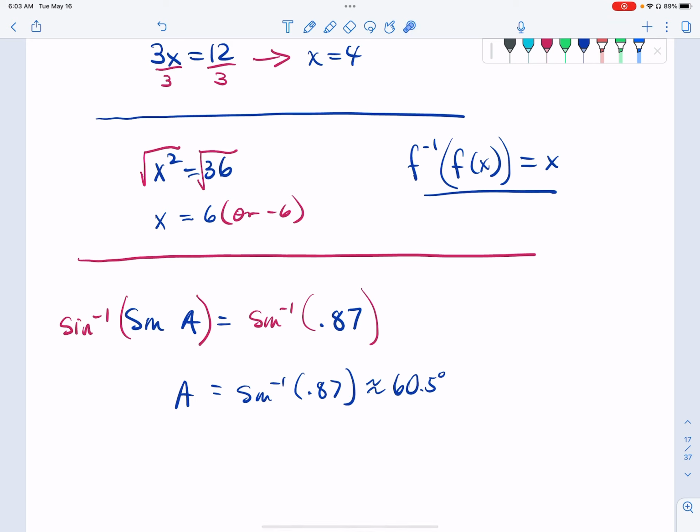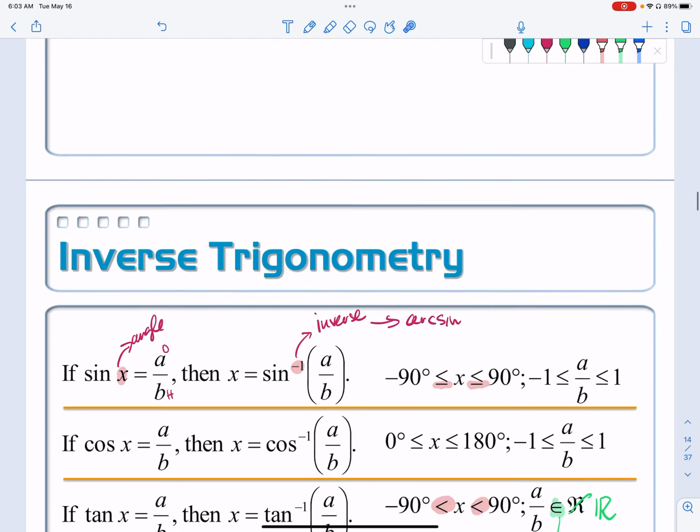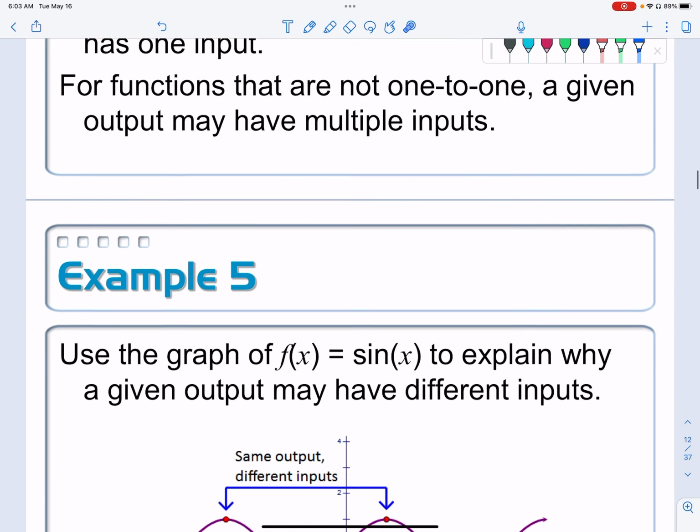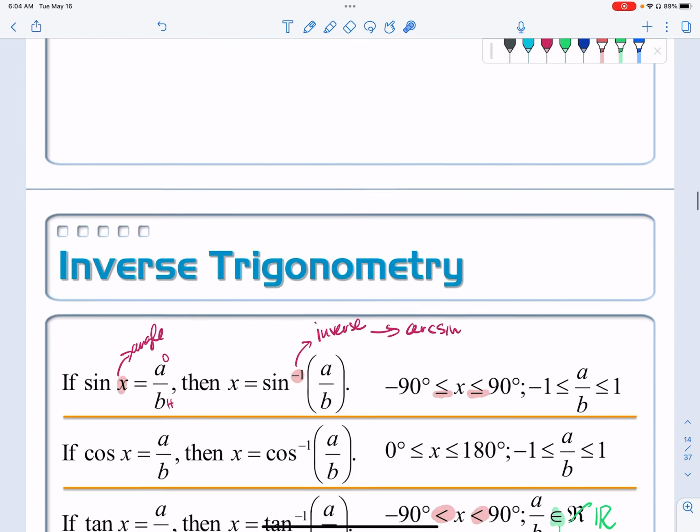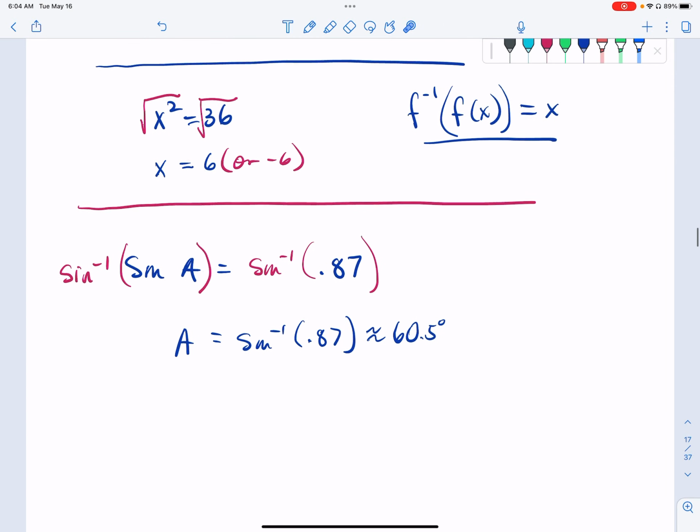Okay, so let me explain the same limitation for the inverse of sine. Like there was another x value that could have given us 36 once we squared it. There are an infinite number of angles that could have given us 0.87, something besides the 60.5. And it has to do with that periodic nature of the graph of sine. Here's a copy of that, that it hits the same exact y value an infinite number of times.